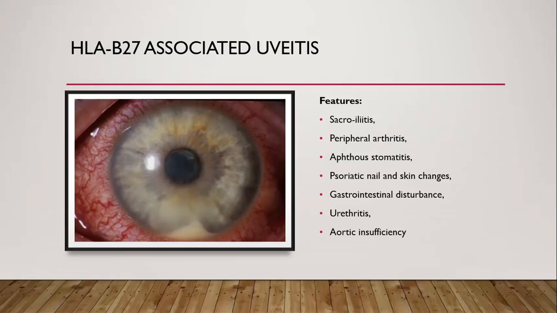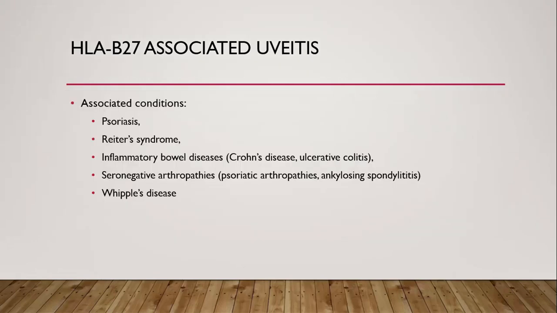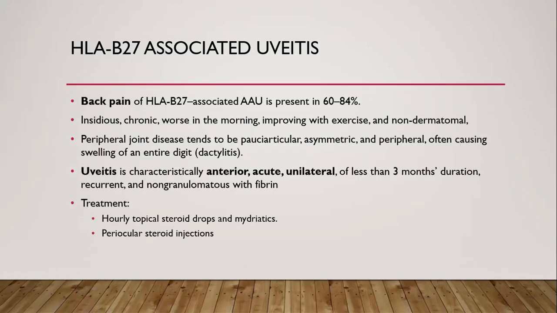HLA-B27 associated uveitis can present with sacroiliitis, peripheral arthritis, aphthous stomatitis, psoriatic nail or skin changes, gastrointestinal disturbances, urethritis, aortic insufficiency, and are associated with conditions like psoriasis, Reiter syndrome, inflammatory bowel diseases, seronegative arthropathies, psoriatic arthropathy, or ankylosing spondylitis, which is more common, and Whipple's disease.